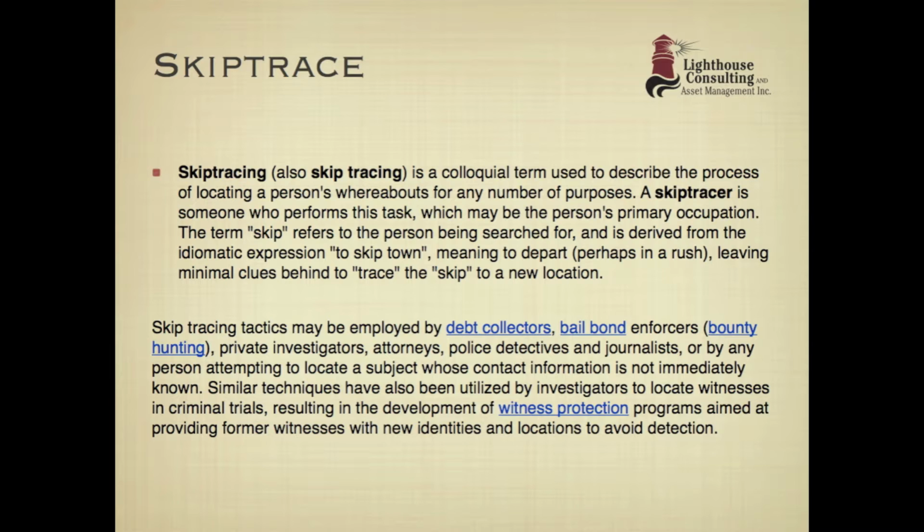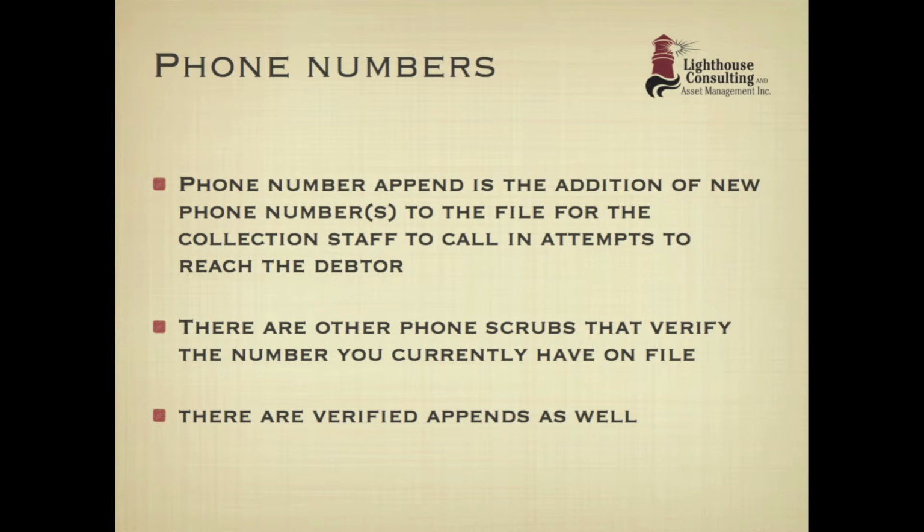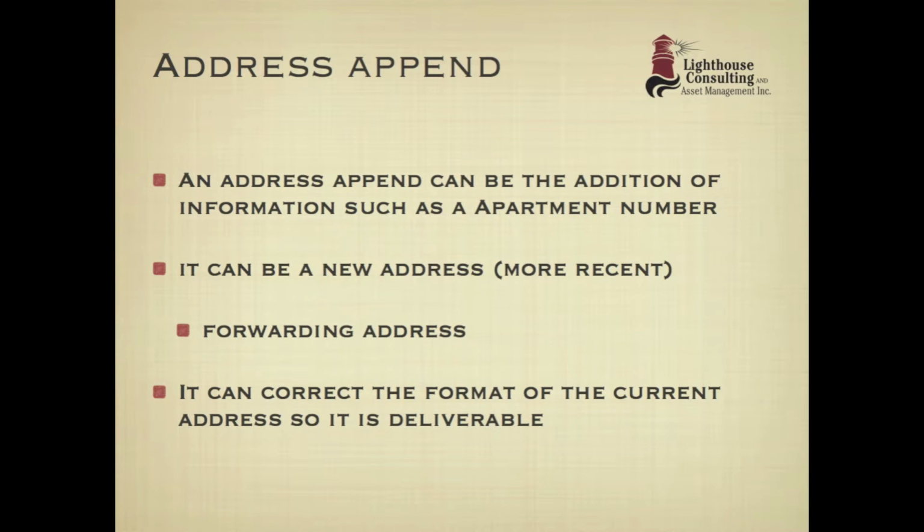First, it's several different pieces of information that need to be appended to the file so that collection efforts can be made. Let's start with the simple one, the most common one, phone numbers. Phone number append is the addition of a new phone number or numbers to the file so that the collection staff can make contact with the debtor. There's other phone scrubs that just verify the number you currently have. And there are verified appends as well, meaning that they will give you back a phone number but verify it truly is the debtor. Next would be the address append.